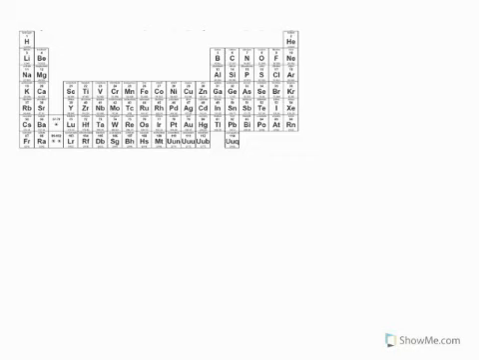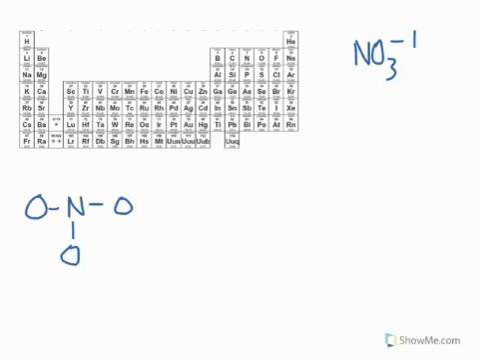Okay, so I'm going to do maybe one or two Lewis dot structures. Let's do something like NO3 minus 1. Okay, that's our ion in there. And so we'll start off with this structure. Nitrogen's our central atom. How do I know? Because it forms 3 bonds.